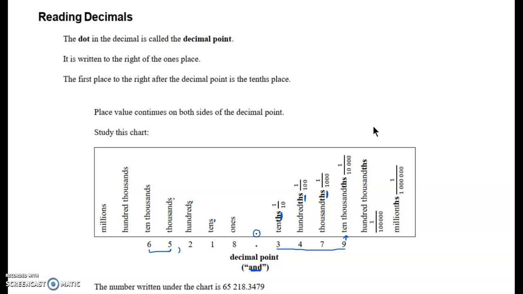So I'm going to say that number again, 65,218 and 3,479 10,000ths. You may have heard me say a little "and" in before the decimal. That's just a bad habit, and we all read numbers a little bit like that. We have to train ourselves to only use the word "and" when we see that decimal point.